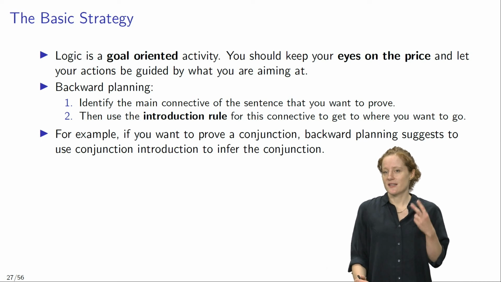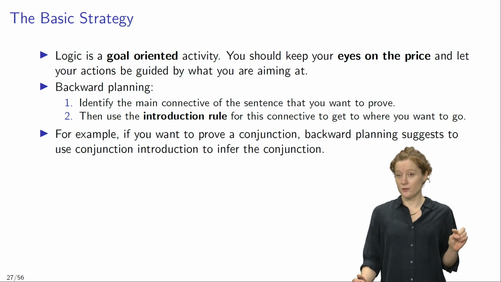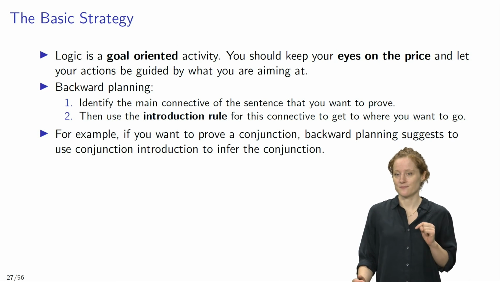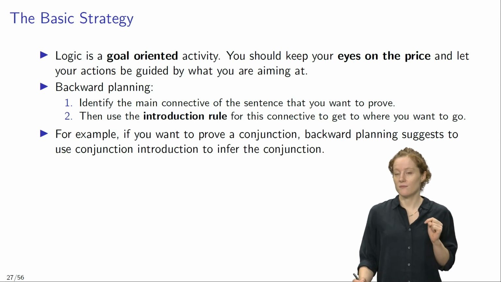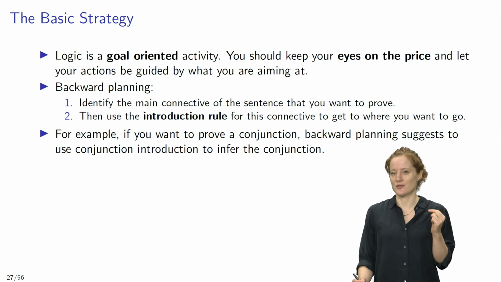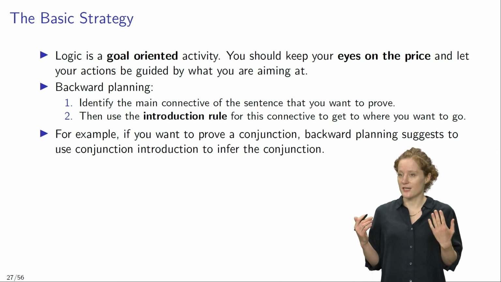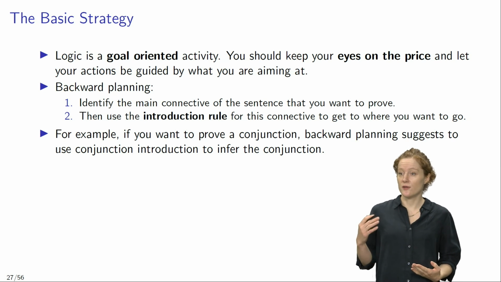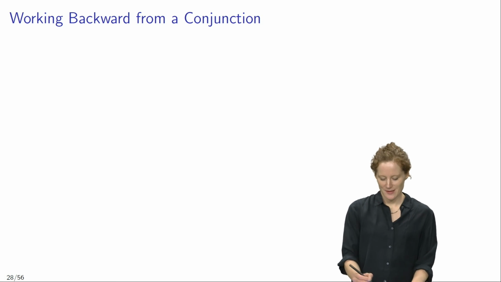Backward planning suggests two main steps. Look at the sentence that you want to prove and identify the main connective of that sentence. Then use the introduction rule for this connective to get to where you want to go, meaning to establish the sentence that you want to prove. So for example, if you want to prove a conjunction, backward planning suggests to use conjunction introduction to infer this conjunction. So what does that look like in practice?